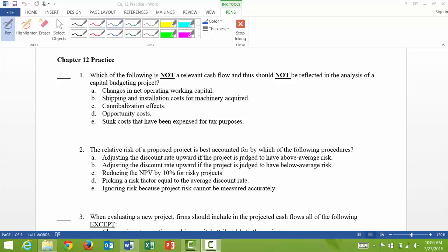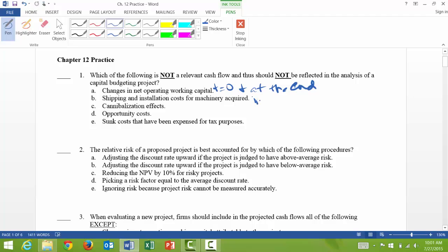We include that at T equals zero and at the end. So remember, we have to charge it as a cost at the beginning, normally, at T equals zero. And then at the end of the project, we get all of our change in net operating working capital back. And then B says shipping and installation costs for machinery acquired.